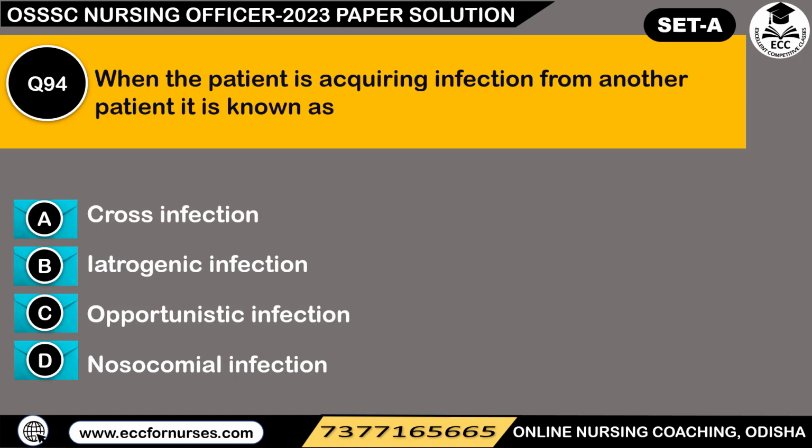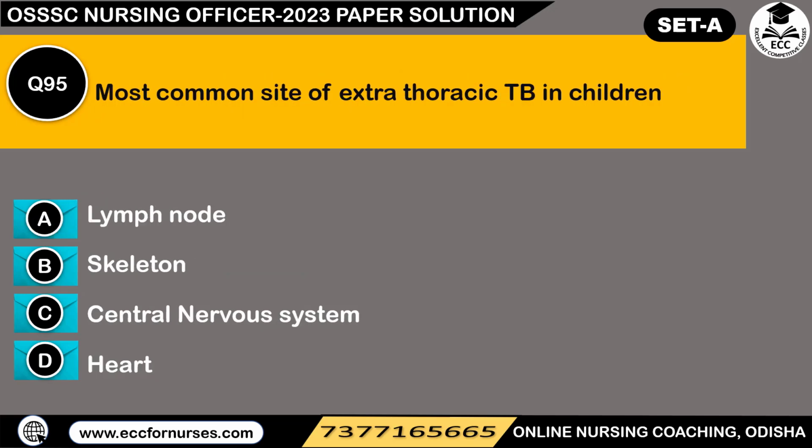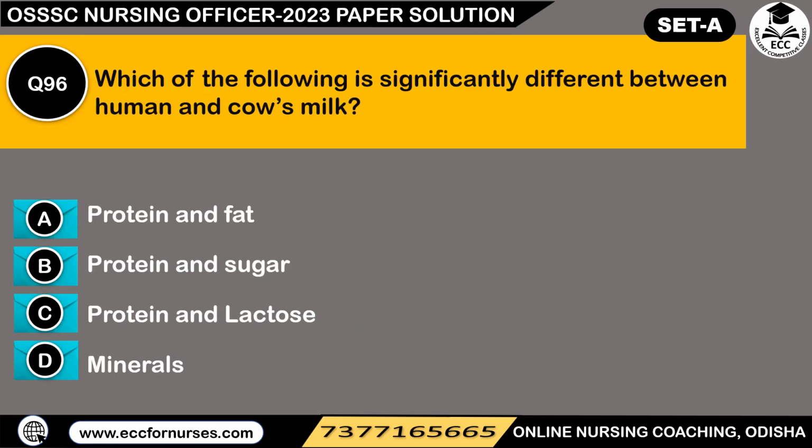Question number 94. When the patient is acquiring infection from another patient, it is known as cross infection. Option A. Question number 95. Most common site of extrathoracic TB in children? Answer is lymph node. Question number 96. Which of the following is significantly different between human and cow's milk? Answer is protein and lactose.